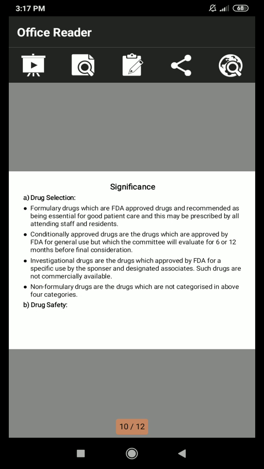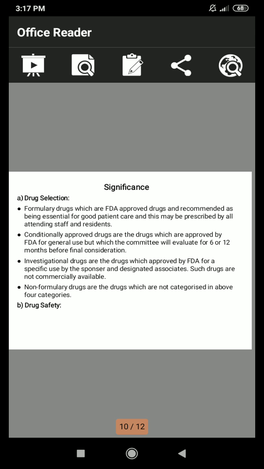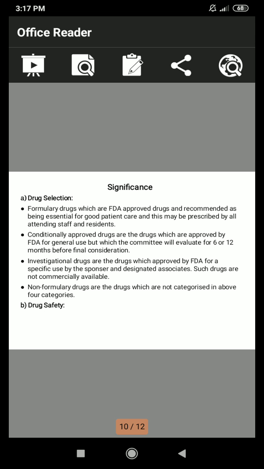In that, the drugs to be used in the hospital are evaluated and approved by the P&T committee. These drugs are categorized as, first is formulary drugs, which are FDA approved drugs and recommended as being essential for good patient care, and these may be prescribed by all attending staff and residents. Then next is conditionally approved drugs, which are approved by the FDA for general use, but which the committee will evaluate for 6 or 12 months before final consideration.